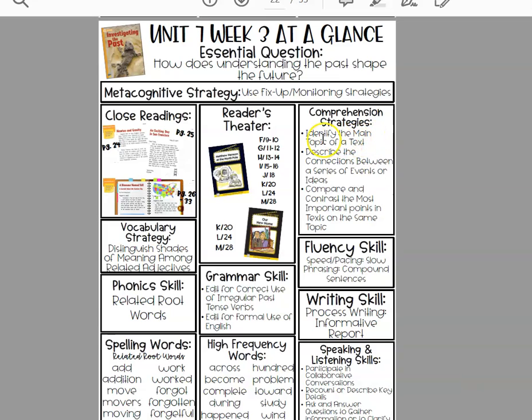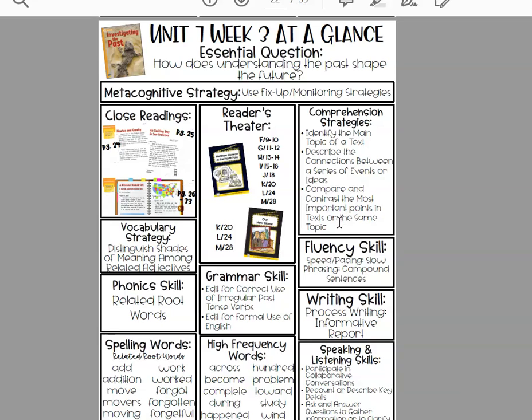Knowing the main topic and details is very important because it helps you in your understanding of the overall message of the story. Okay, we're also going to look at connections between events and ideas, so looking at timelines and the order of events. We're going to also compare and contrast important points, finding out things that are similar, things that are different, and just expanding our thoughts on those topics.